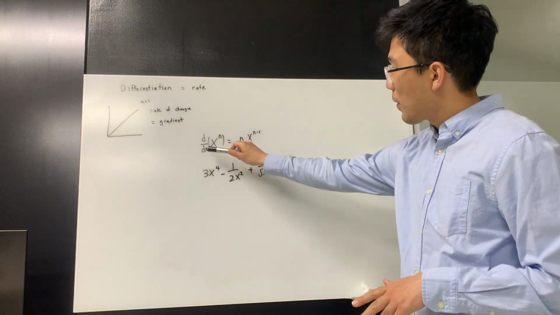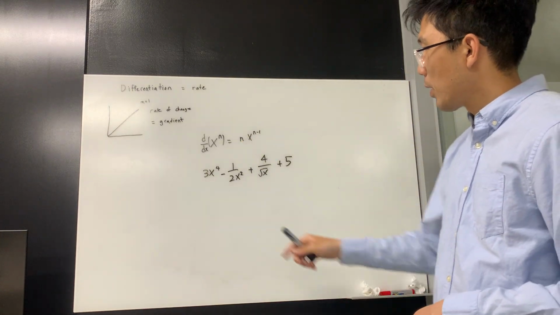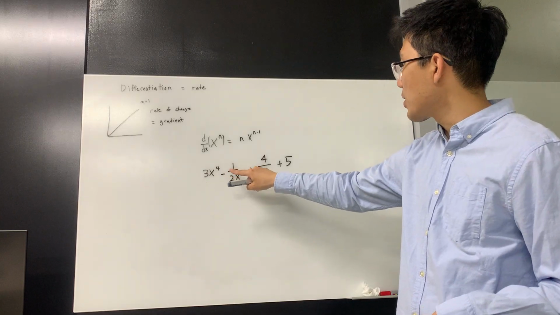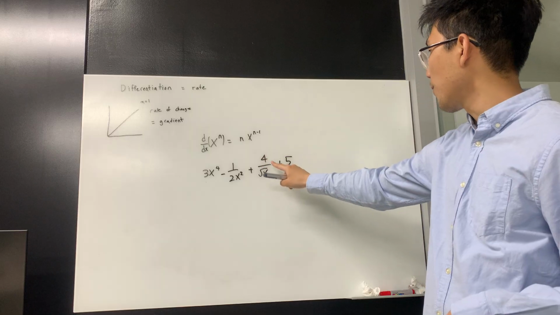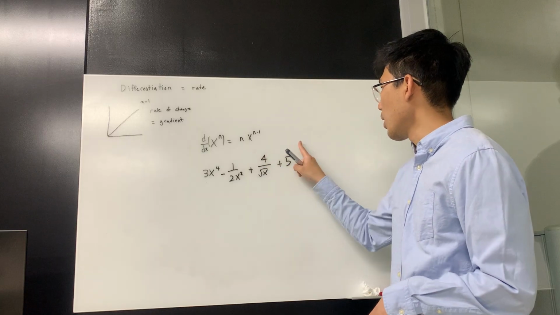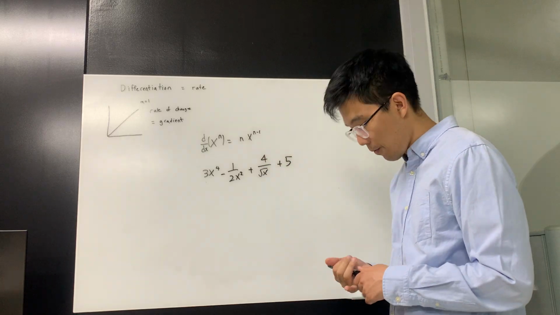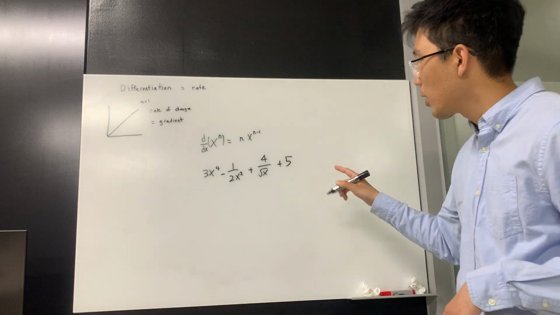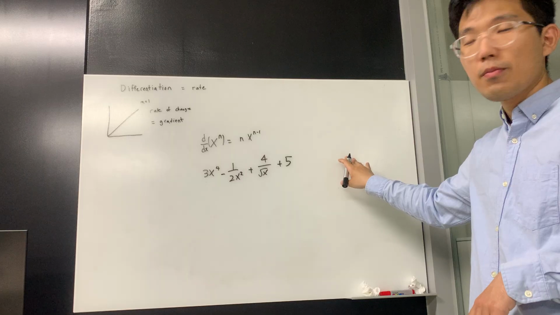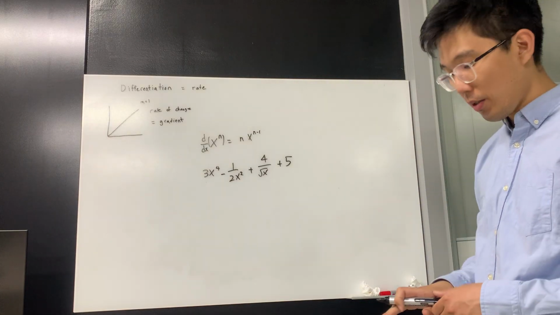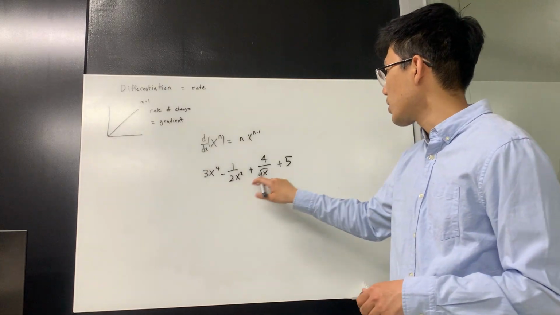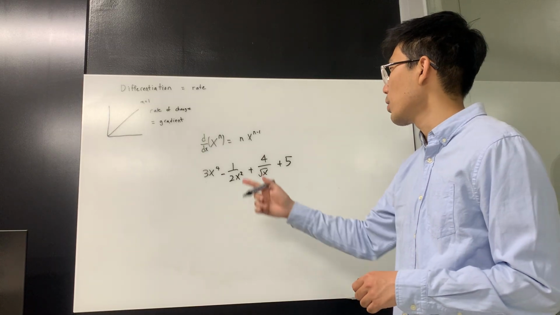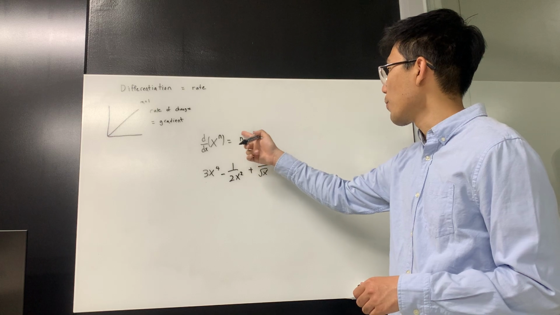And to do this, we just follow this formula. Notice that the scalar here is 3, the scalar here is negative 1/2, the scalar here is 4, and the scalar here is 5. This is just a number by itself. If it's a number by itself, when you differentiate, it just disappears. You just don't consider it. And notice the scalars, you just ignore them.